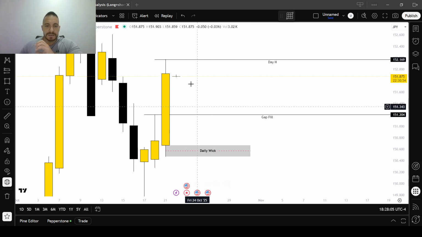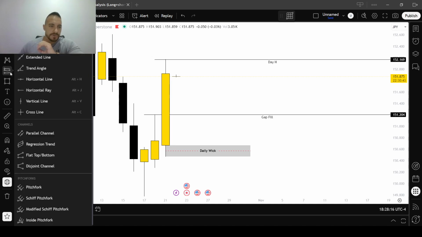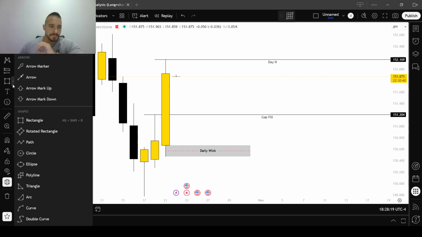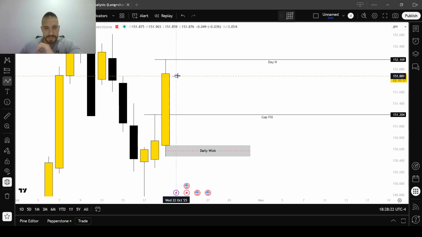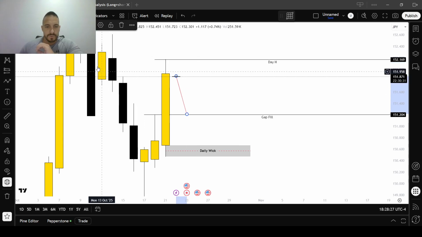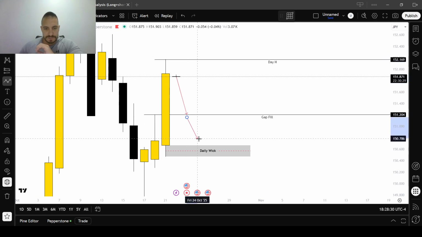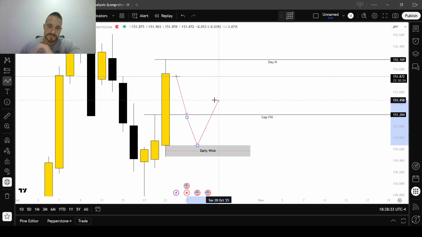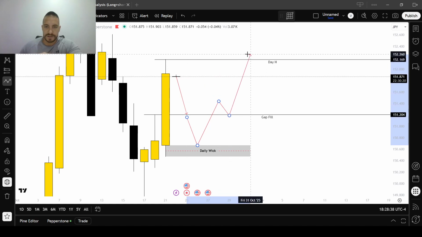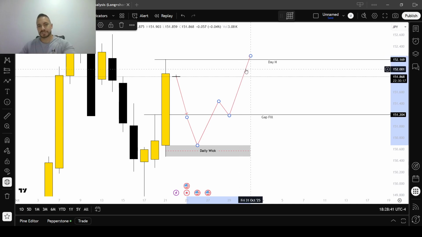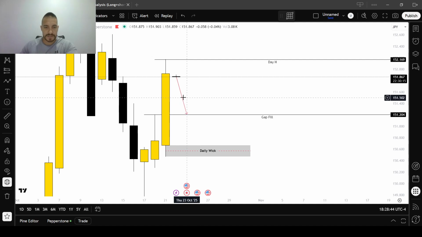So for the day, I'm expecting it to sweep this high. This is to fill the gap, and we have a daily wick down here. What we know is the market might want to come all the way from here to here to then break this high, or it might want to come all the way down to here to then possibly make a day like that, and then we know that the next day will break this high. So that's just how I mark out for my scalps.